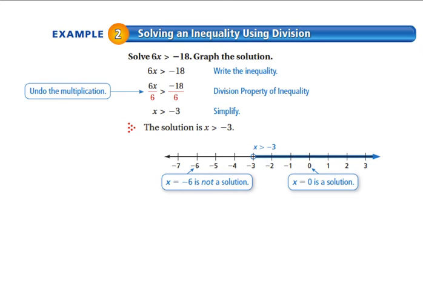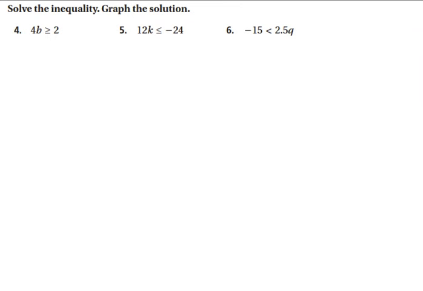Let's go ahead and check a solution. Let's try 0. That's on the line. 6 times 0 is greater than negative 18. Well, 0 greater than negative 18 is true. So that does check out all right.